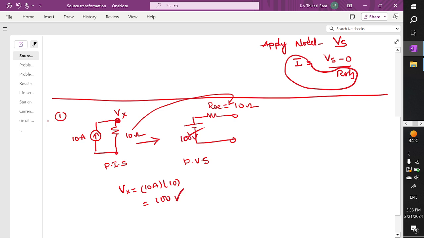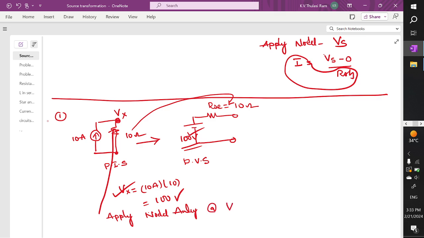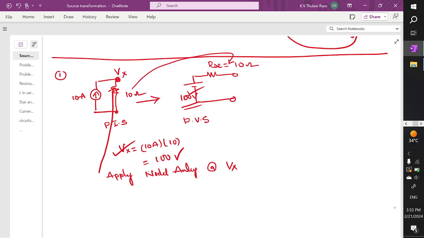You may have a doubt: sir, how is it 100? Why have you done the product? For this, I'm going to verify with the help of nodal analysis. Applying nodal analysis at node Vx, you can see the entering current, and the same current is leaving.